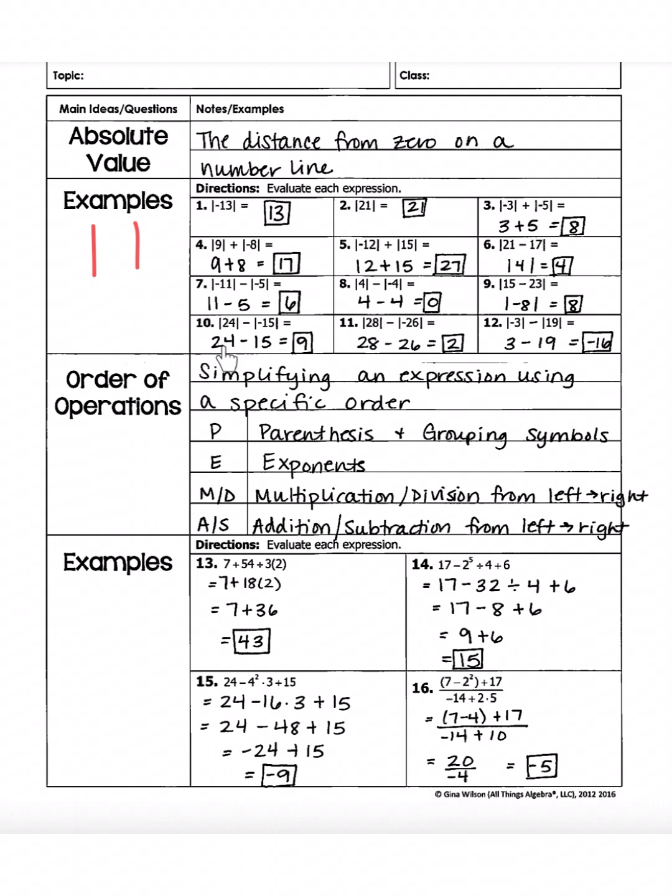Absolute value of 24 is 24. Negative 15 is 15. Then subtract, you get 9. Number 11. Same thing. Take the absolute values, and then 28 minus 26 is 2. And finally, number 12, take each absolute value, subtract, and you end up then with negative 16 when you do 3 minus 19. Take a minute, copy those down, pause the video if you need to.